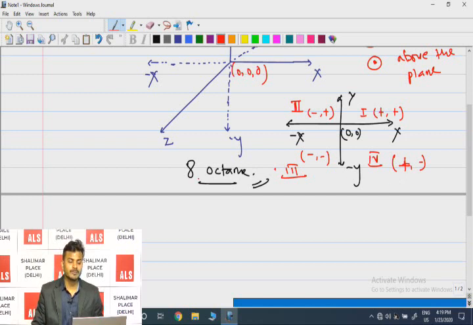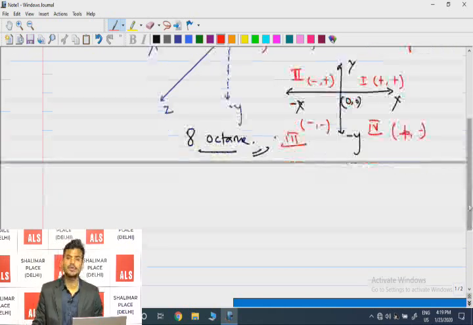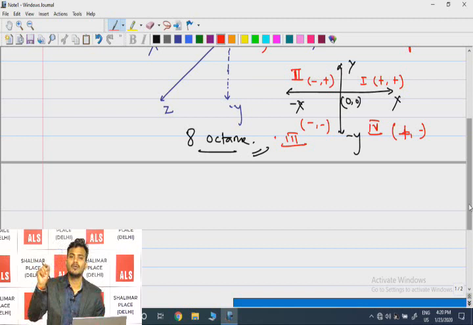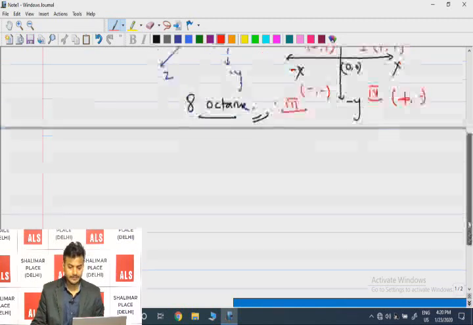So similarly here we will find out the signs of the coordinates in all the given 8 octants. Like if I give you a question, 2, 4, 3, I'll ask you what is the octant number in which this point is lying. Okay, so let's do that.